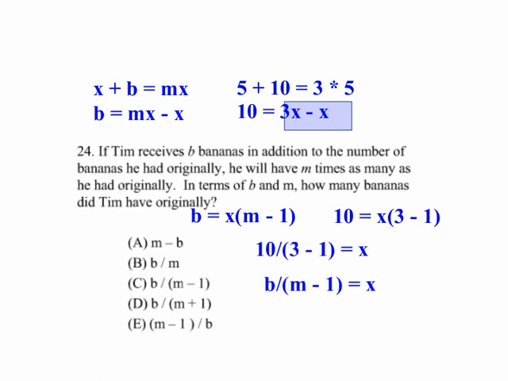And now we want to solve for X, so we're going to divide both sides by 3 minus 1. That gives us 10 divided by 2. In the letters, that would be B divided by M minus 1. Now, this was the toughest problem on that test. This is a difficult problem, but if you go back over this and practice it, this will open up a lot of problems that you're going to be seeing on the SAT math sections.